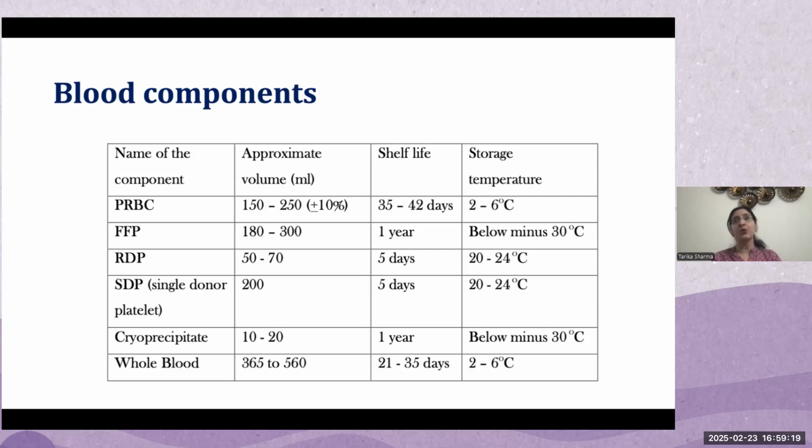Like we might use the whole blood, but usually we don't use the whole blood. You use the part or the component of the blood, where we use the packed red blood cells or fresh frozen plasmas, FFPs, or you use RDPs, random donor platelets, or SDPs, single donor platelets, or cryoprecipitates, etc., depending on the need. If the patient doesn't require the whole blood, you can go for a part of the blood which is the requirement of the patient.